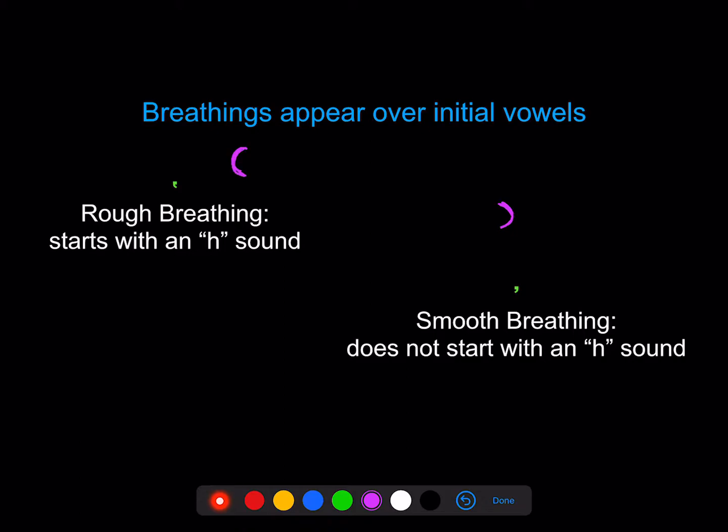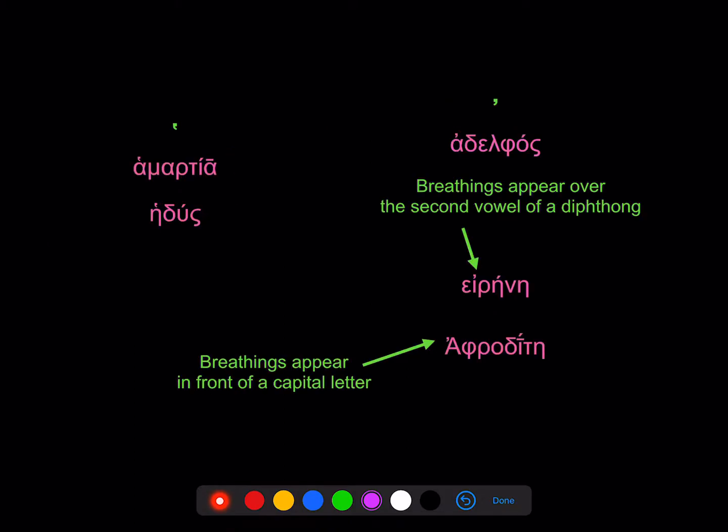A rough breathing indicates that the word starts with an H sound, it's aspirated. And a smooth breathing indicates that it doesn't start with an H sound, that it's unaspirated. So let's look at some examples to make this clear. First, a couple of words that have rough breathings over them. Hamartia, which means an error or a mistake. So you see the rough breathing there over the initial alpha, hamartia.